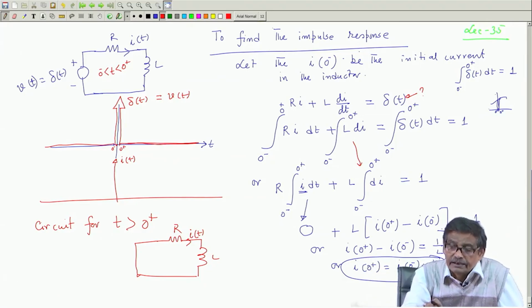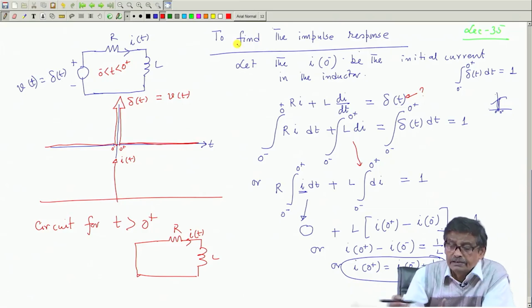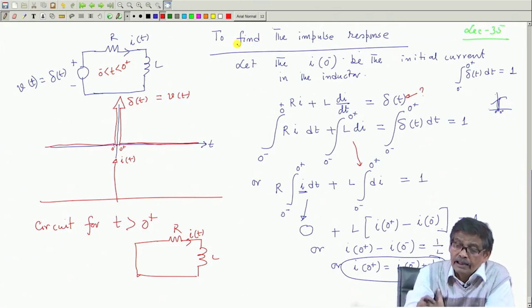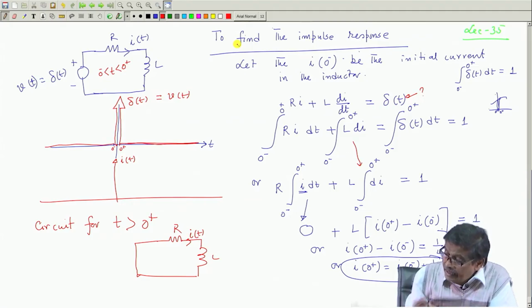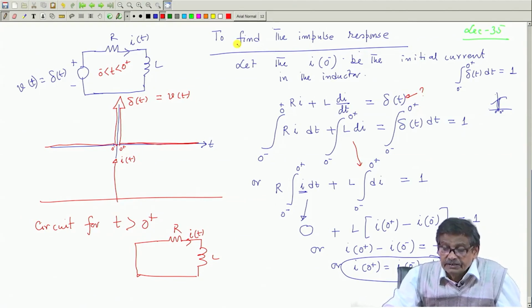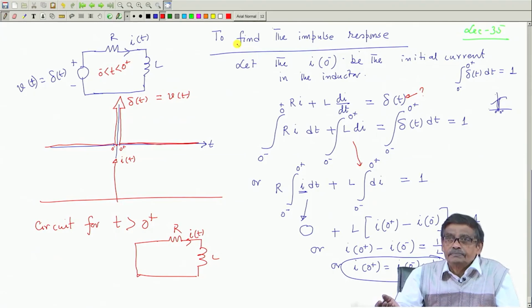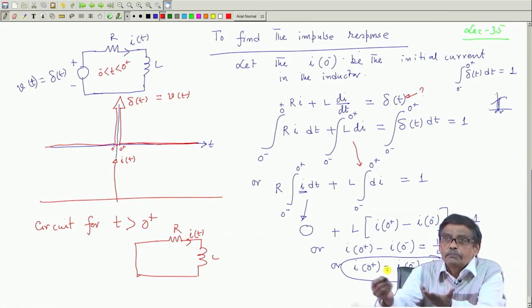Suddenly this inductor is connected at t equal to 0 to this circuit. This inductor has been brought in here after inheriting some current I(0-), and suddenly you have impressed an impulse in this RL network. Then what does the impulse function do? Impulse function changes the current in no time. It was I(0-), suddenly the current has a step jump, by a constant number, by a factor of 1 by L.